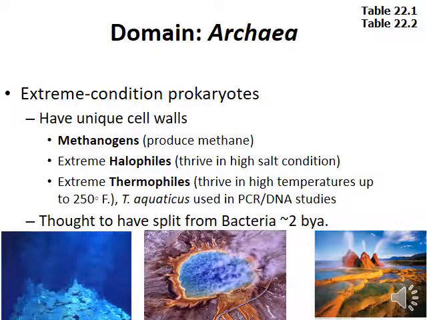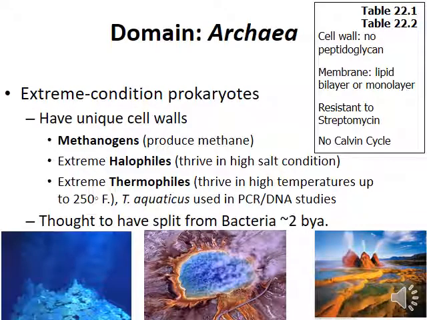And now, something else to note in terms of the domain archaea, in terms of their cell wall, they have no peptidoglycans. Their membrane, the lipid bilayer or monolayer, so there's some diversity there, where they are resistant to streptomycin and also no Calvin cycles. Just a couple of ways in which we can compare and contrast bacteria and archaea in terms of domains, what they have and what they don't have, where they're found in terms of their diversity.